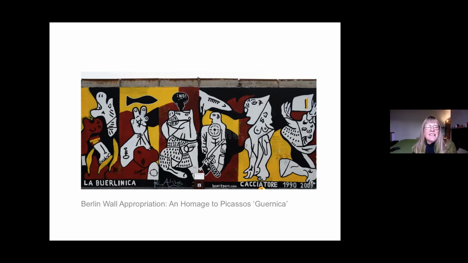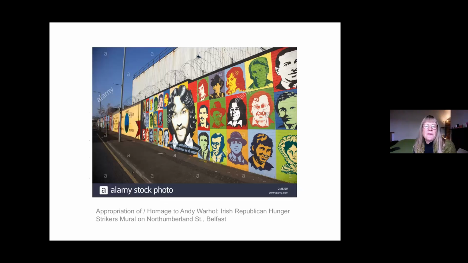But anyway, what you'll find on these different divided cities is that there's always an homage to Picasso's Guernica as a way of talking about the conflict through another means. And of course, there is a Belfast one, which I hope I've got here. Here we have an appropriation of Andy Warhol.